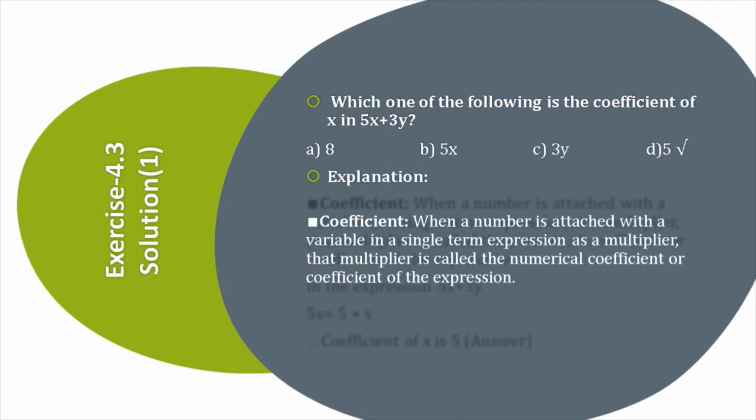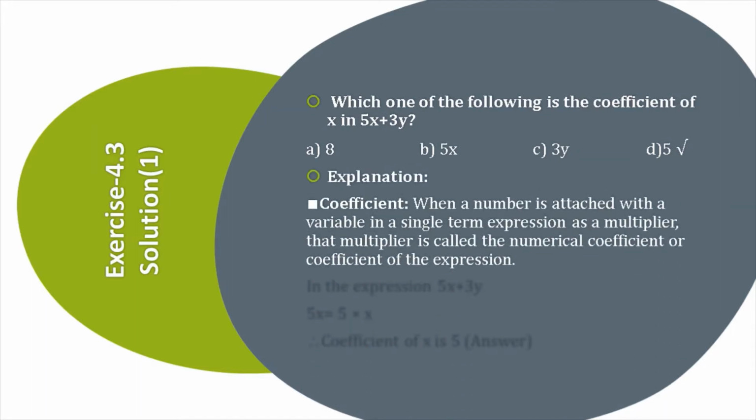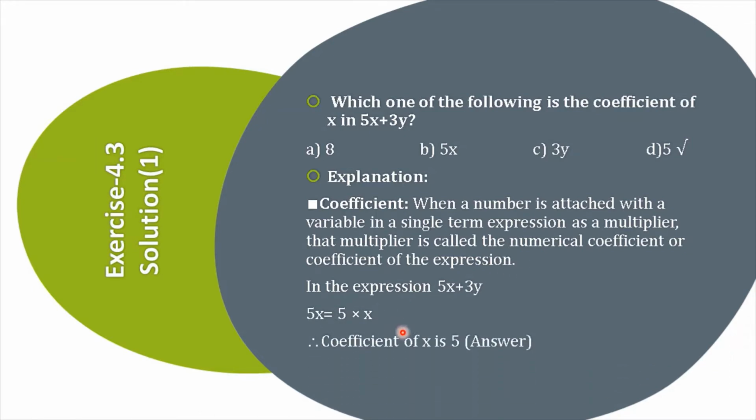So this is the explanation. At first we have to know what is coefficient, and this is the definition, my dear. When a number is attached with a variable in a single term expression as a multiplier, that multiplier is called the numerical coefficient or coefficient of the expression. That is the thing, my dear. If you see an example, in the expression 5x plus 3y, 5x equals 5 multiplied by x. So therefore coefficient of x is 5, my dear.